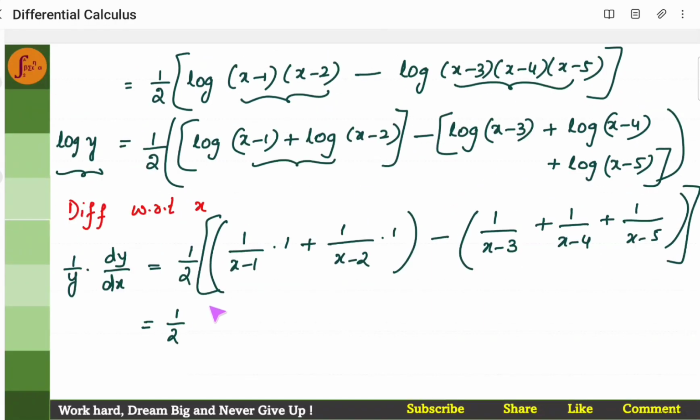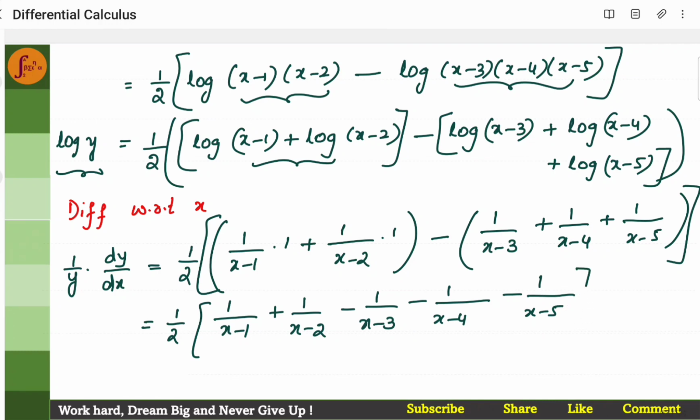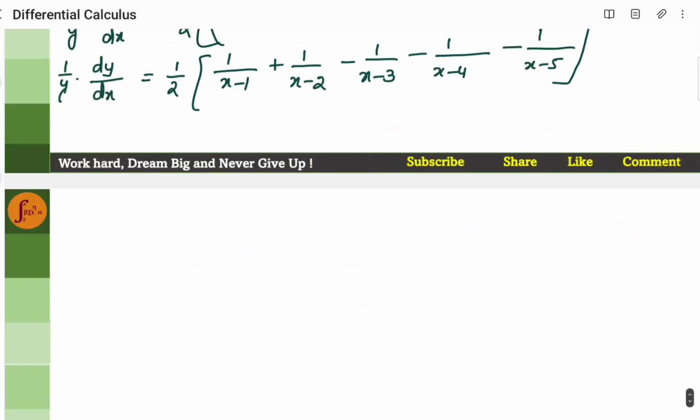So what do I get? Half into 1 by (x minus 1) plus 1 by (x minus 2) minus 1 by (x minus 3) minus 1 by (x minus 4) minus 1 by (x minus 5). So this is 1 by y into dy by dx. Now I'll shift this y here so that I get dy by dx alone. So dy by dx is equal to y into half, that is y by 2, and I'll copy the entire thing.